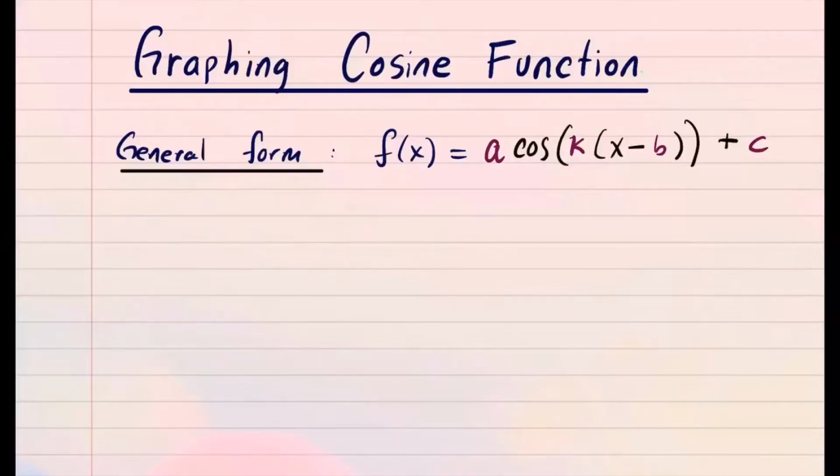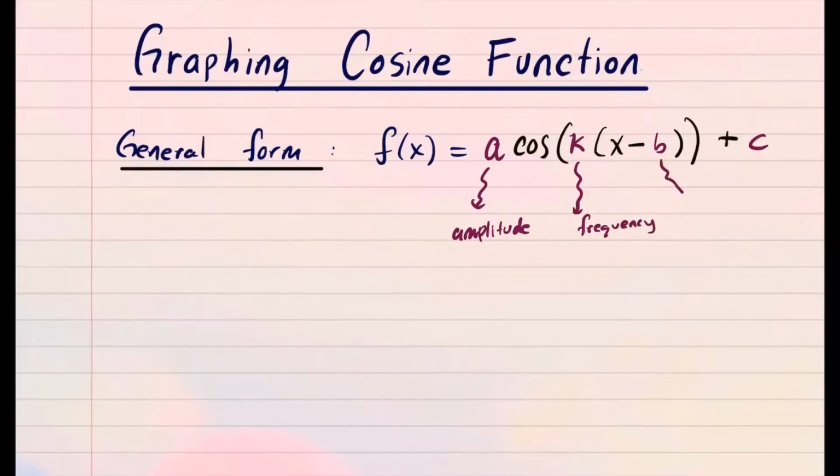Welcome everyone. In this video, we're going to graph the cosine function. So the general form of the cosine function, it's usually written in this way, or the standard form, you can think of it, where you have A here, which represents the amplitude of the cosine function. Then this K right here gives you the frequency, meaning how many cycles you're going to complete in a period of 2 pi.